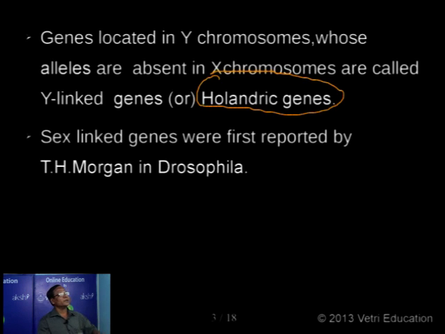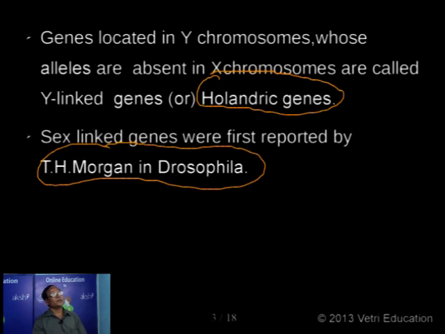Now the concept of X-linked genes or Y-linked genes, or simply sex-linked characters, was first reported by T.H. Morgan in Drosophila. He studied eye color in Drosophila. There are different shades of eye color: red, white, orange, eosin, apricot, violet, pink, etc., more than 8 shades. Later, in 1910, he observed that genes for eye color, a body character, are located in the X chromosome and follow the sex during inheritance. That was his major contribution.